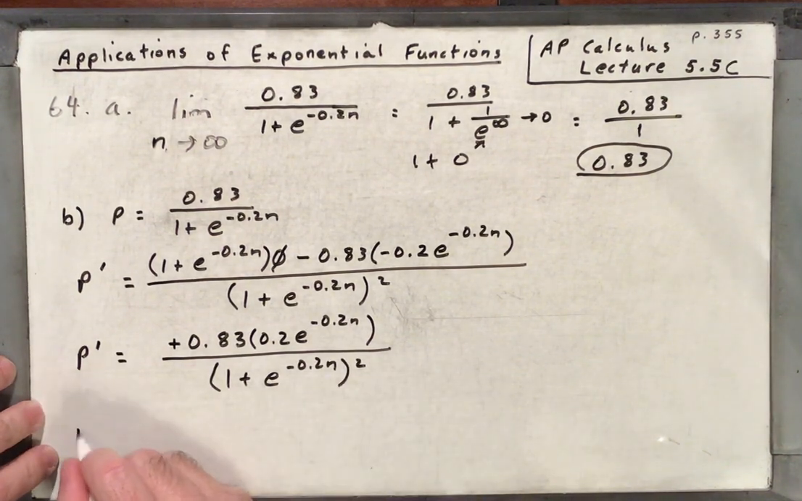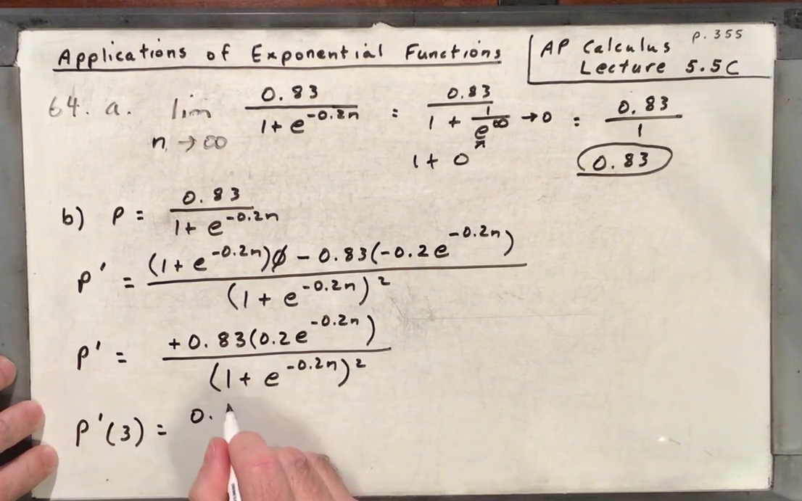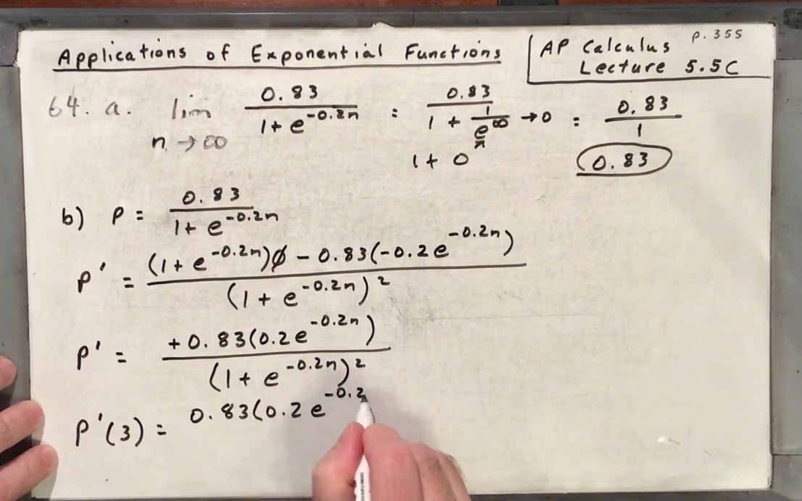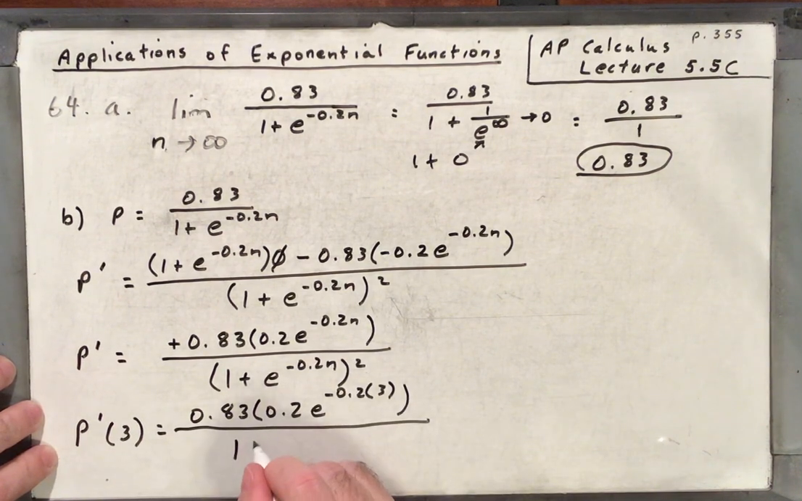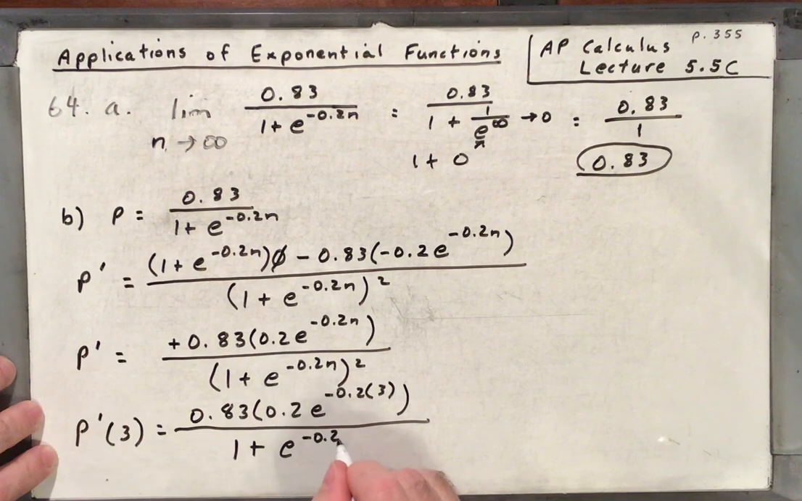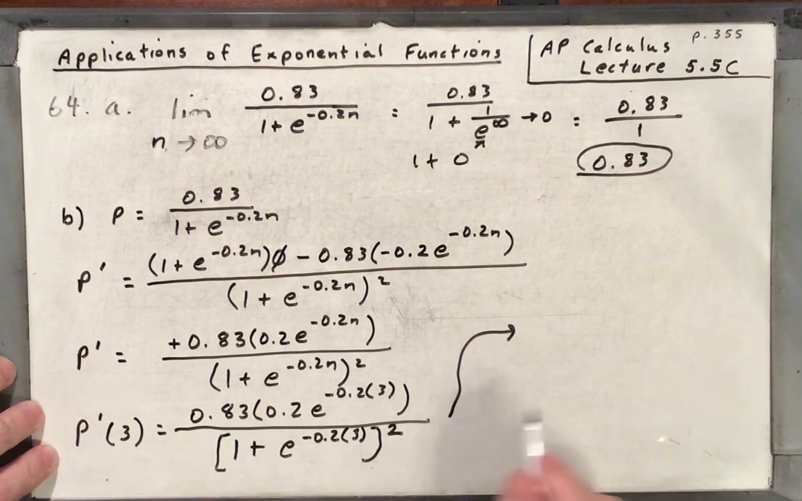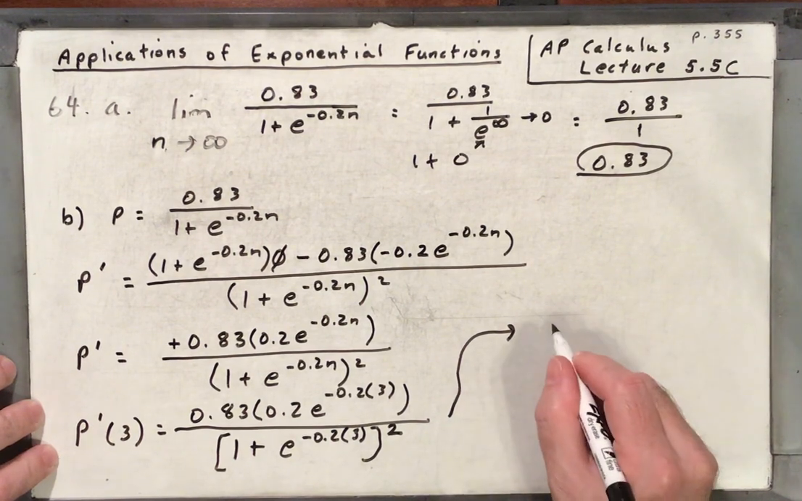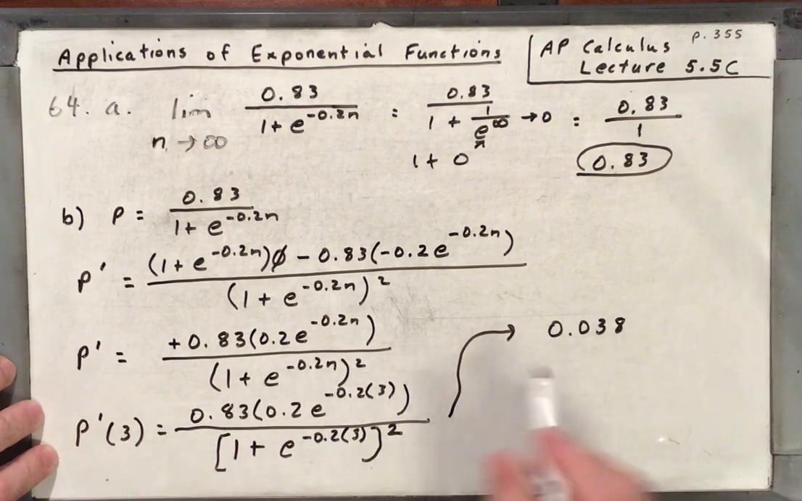squared. So we want to find P prime of 3. We're just going to plug in 3. 0.83 times 0.2 e to the minus 0.2 times 3, over 1 plus e to the minus 0.2 times 3, all squared. Got to square that denominator. All right, if you put that in your calculator, give it a try. You should get 0.038. So that's the rate of change at 3.